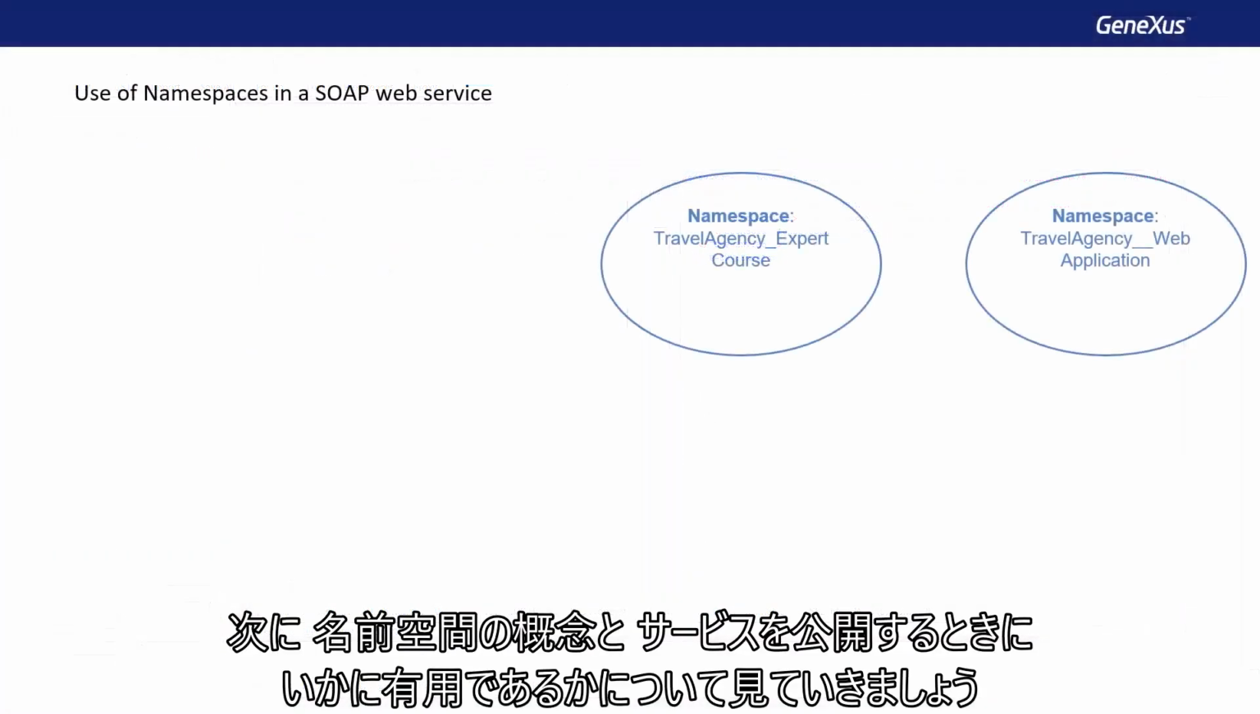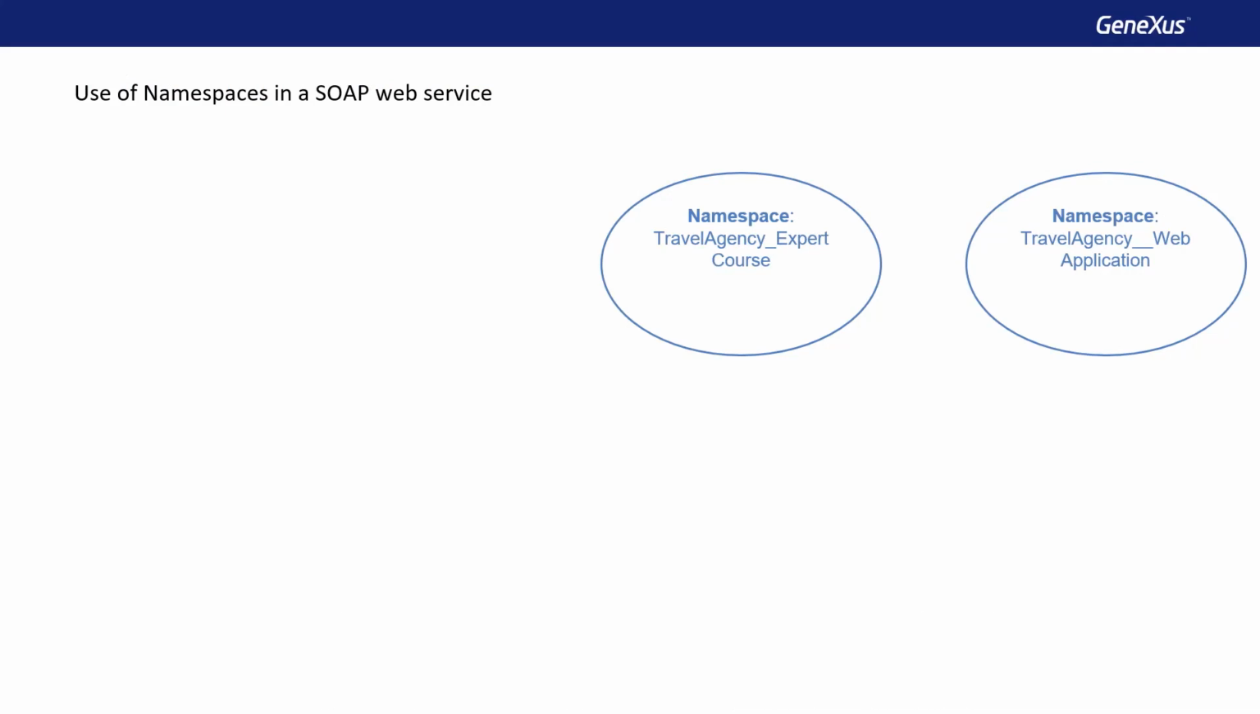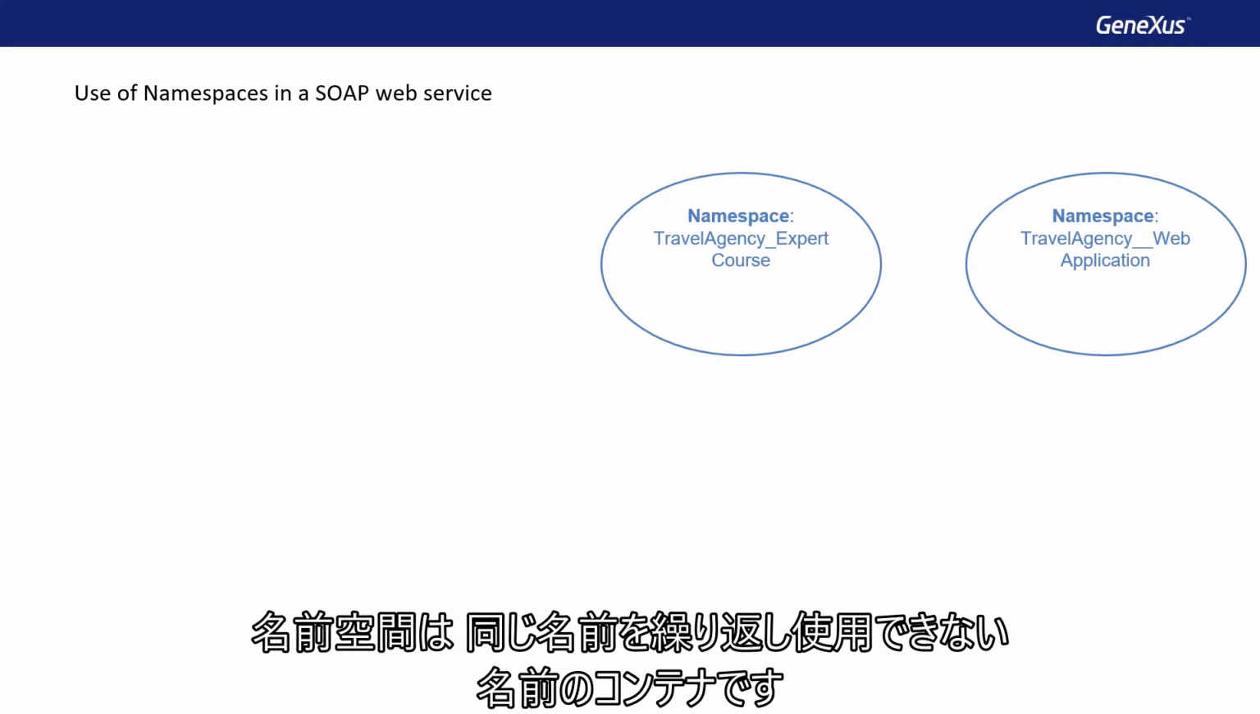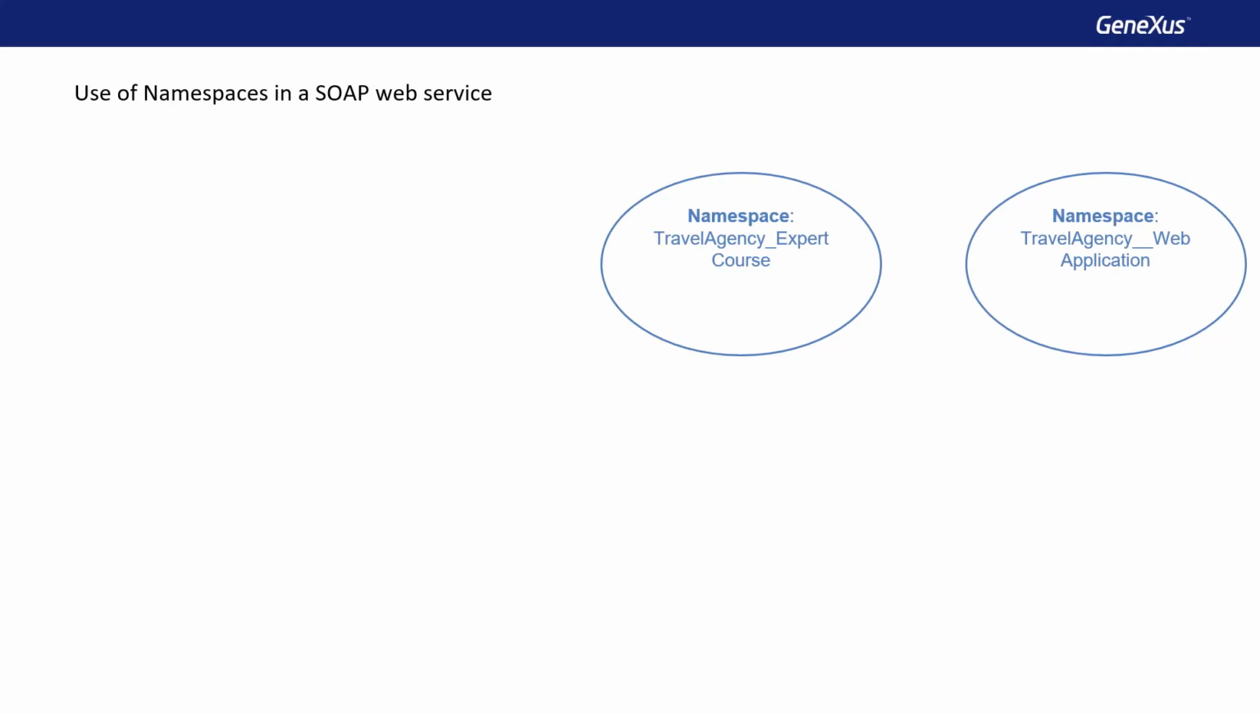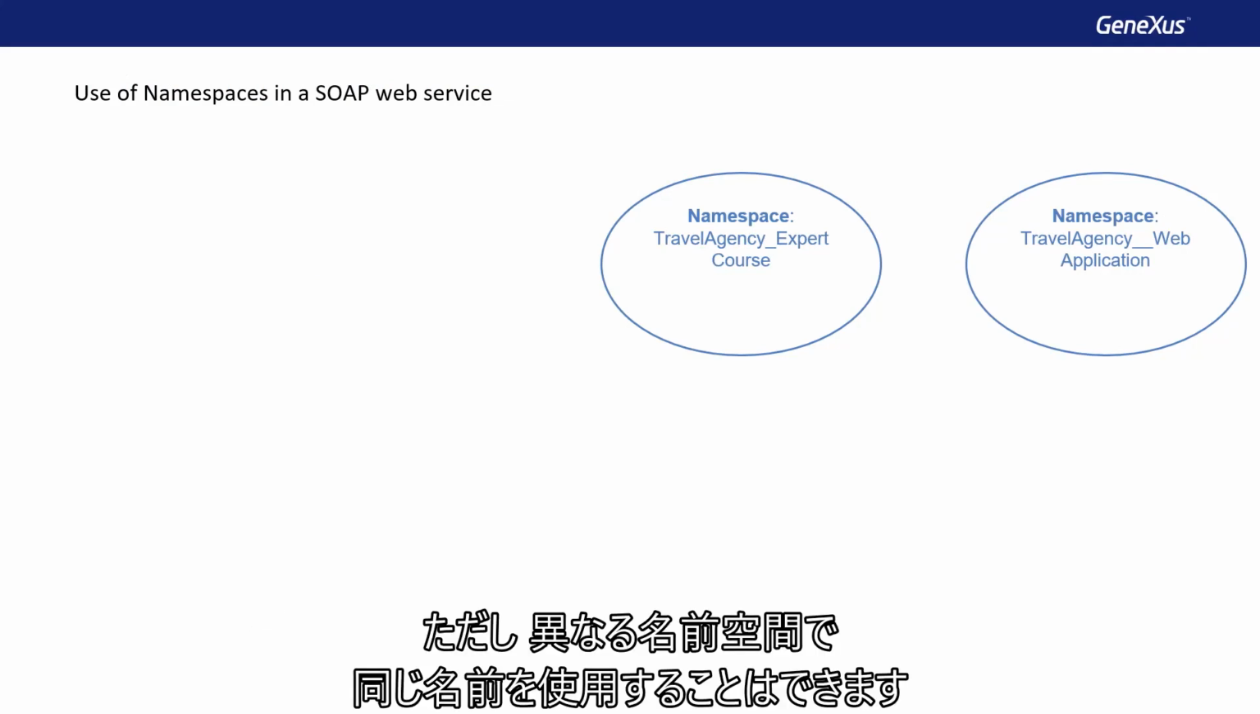Now let's look at the concept of namespace and how this can be useful when publishing a service. A namespace is a container of names where the same name cannot be repeated. However, the same name can be present in more than one namespace.